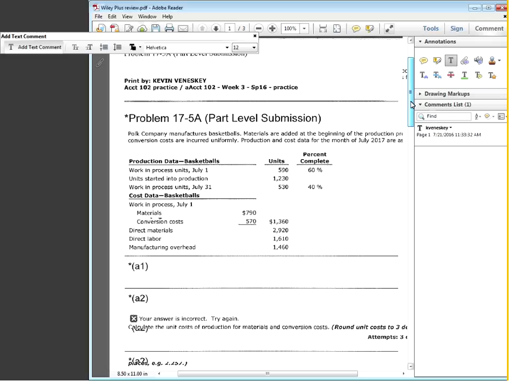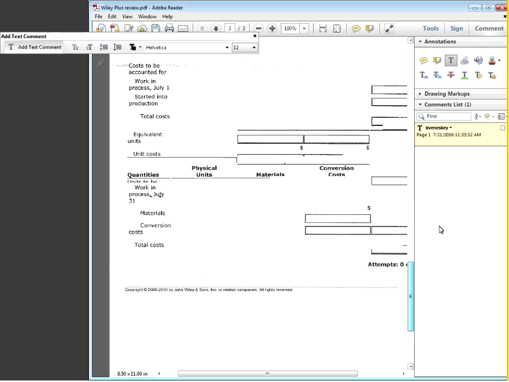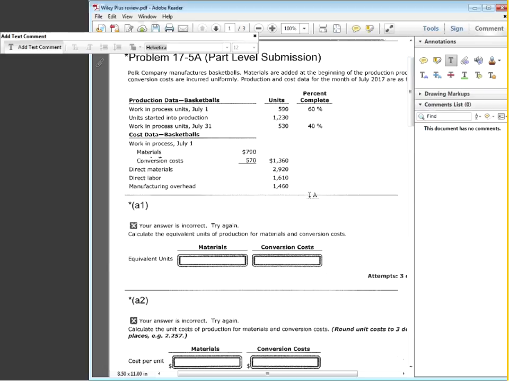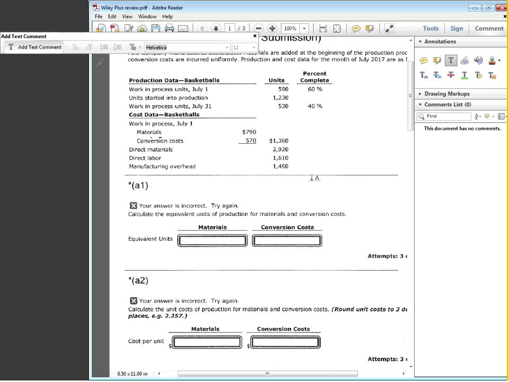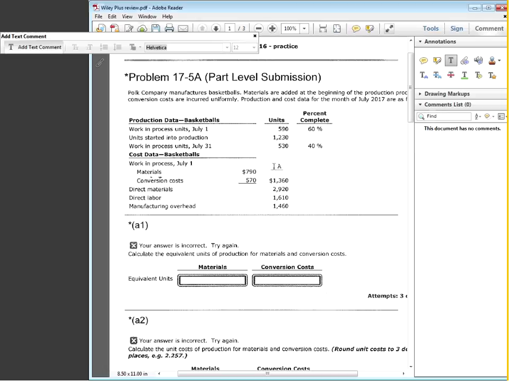For this problem 17-5A, it looks intimidating when you first look at it. You see a whole bunch of blank spaces, so I wanted to go through this to make it less intimidating, and it's kind of a good review of everything we've done in this chapter. The first thing we're going to start out with is our equivalent units. So let's look at what they've given us for this month of July.